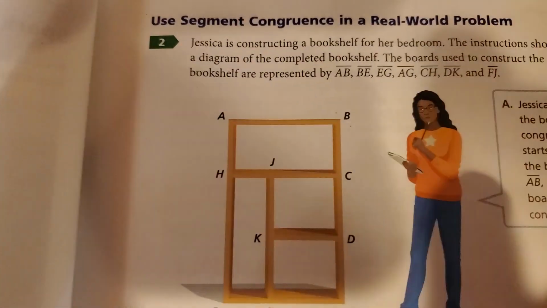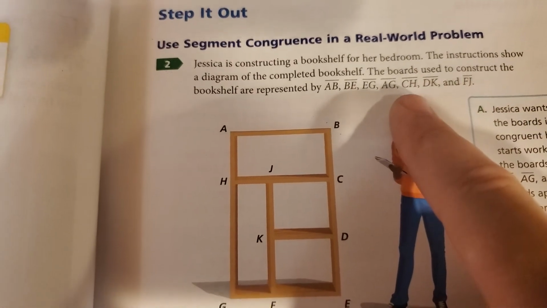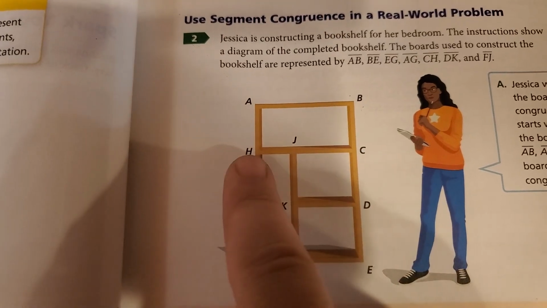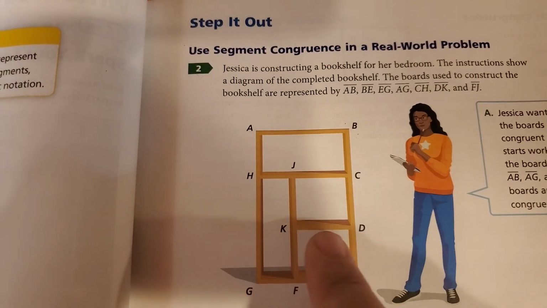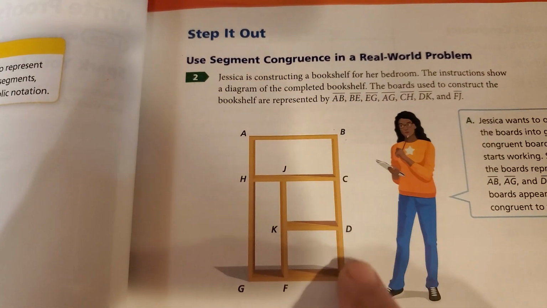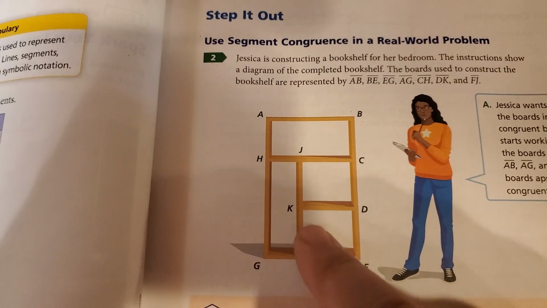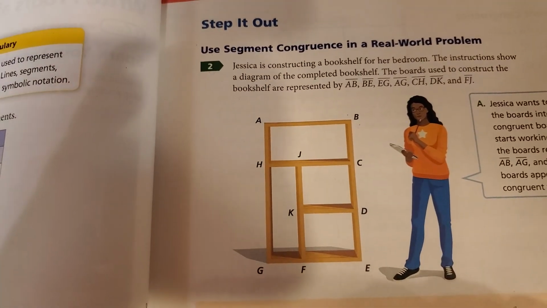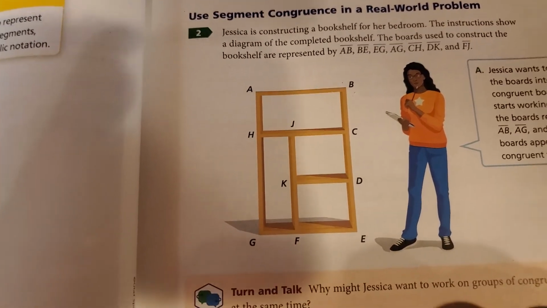Then there's also segments CH, DK, and FJ. CH, as you can see, is a board that runs across here, a little brace across there. DK is an even shorter one you can see running across right there. And then finally FJ. FJ is the one that's running vertically straight up right there. Kind of stops short when it hits that board. And they want to know which of these boards would be the same length or congruent.